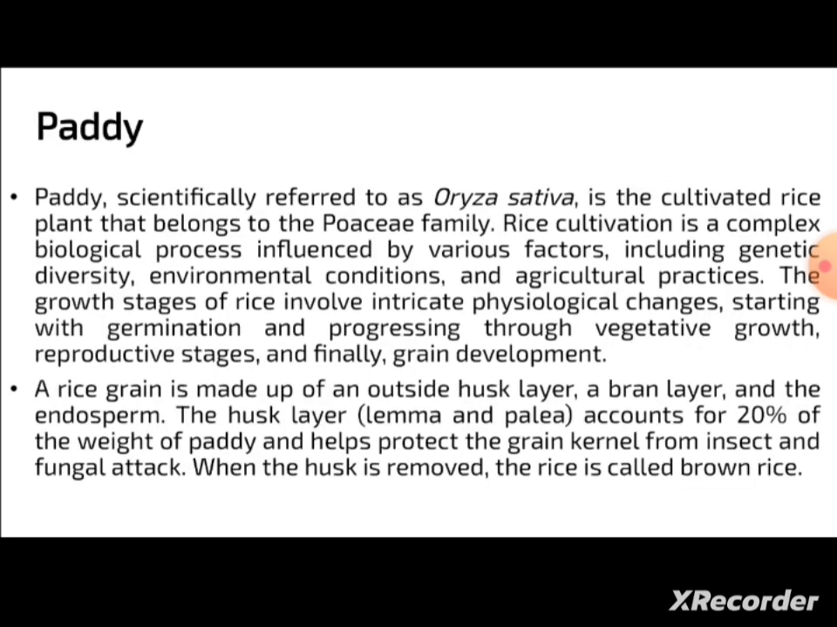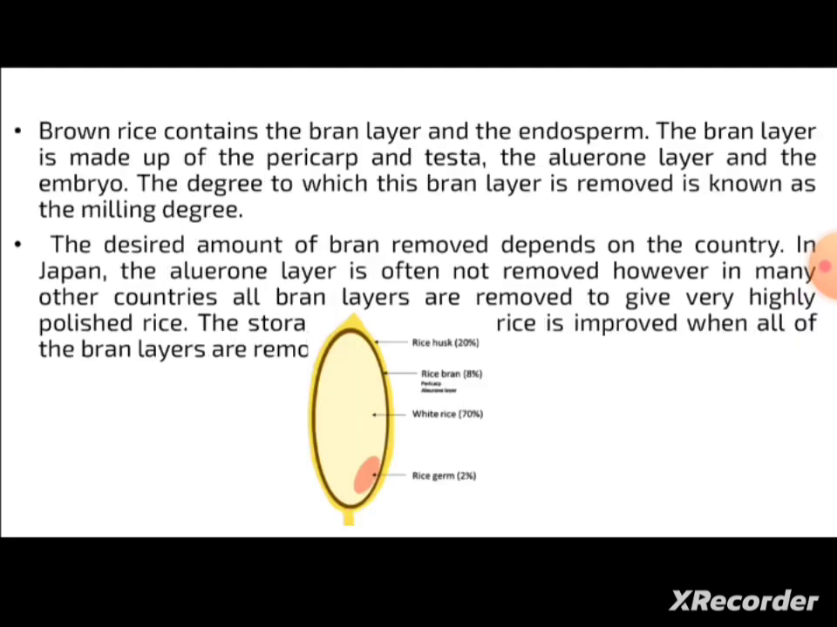So paddy is scientifically referred to as Oryza sativa, as we all know, the cultivated rice plant that belongs to the Poaceae family. The rice grain is made up of an outside husk layer, bran layer, and the endosperm. The husk layer accounts for 20% of the weight of paddy and helps protect the grain kernel from insect and fungal attacks. When the husk is removed, the rice is called brown rice.